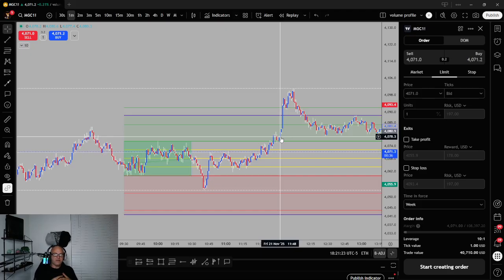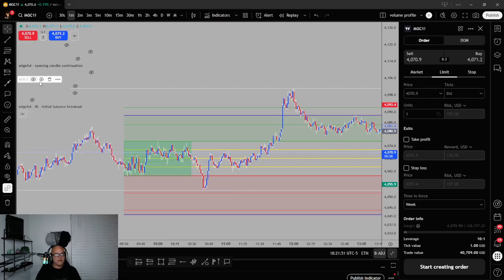Now, you can manually draw these lines, but that takes time, and if you want to trade multiple assets and watch multiple assets, then you may very well miss a trade while you're trying to draw lines on another asset. This way I can have multiple assets up at one time, and whichever one sets up, I see it because my lines are automatically drawn on the chart. Okay, so I use the initial balance indicator and the opening candle continuation.